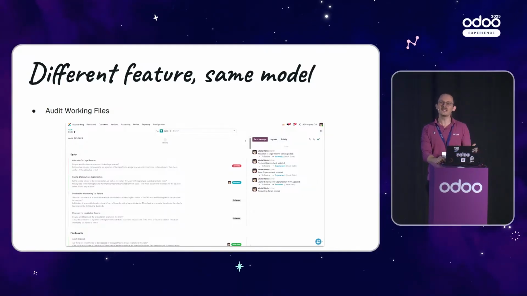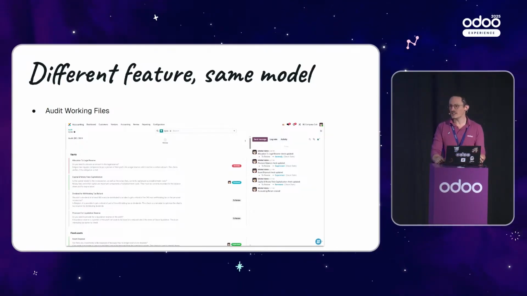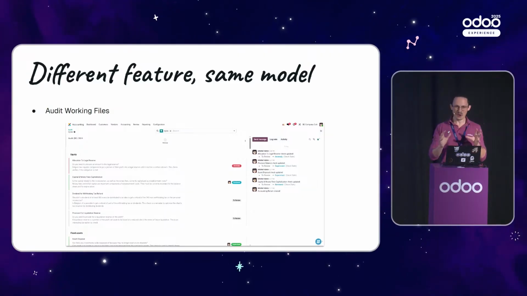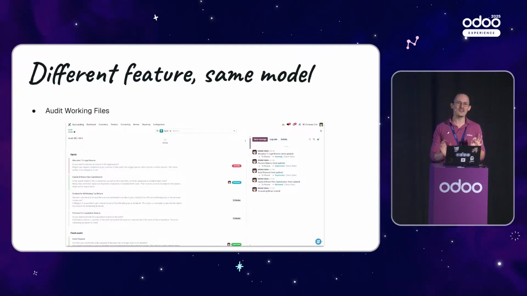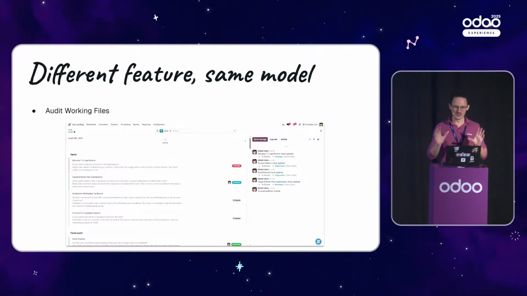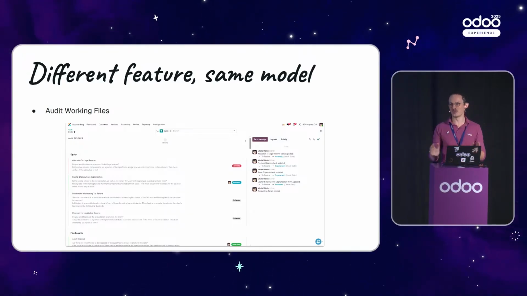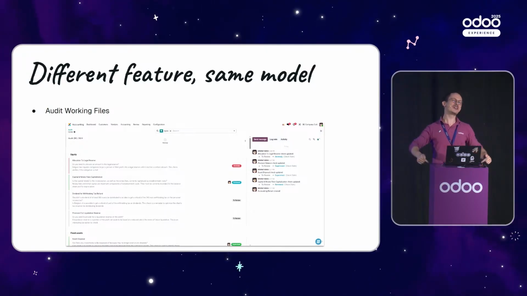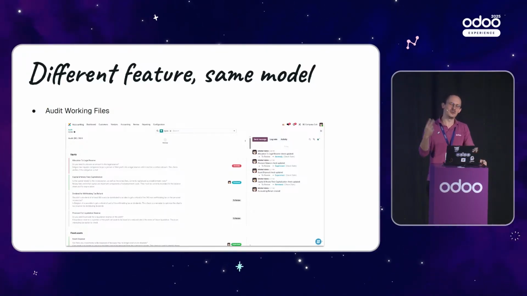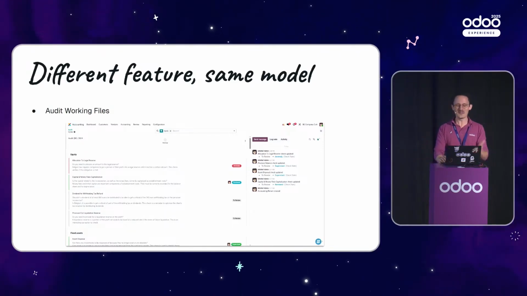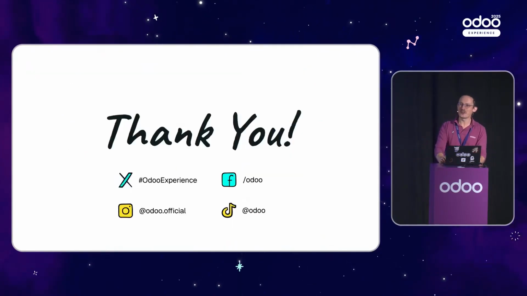So we introduced in 19 the audit working files. They use account return as well as their model. So the checks, check templates, all that, it works just the same. You just have a bunch of additional views around those models, but otherwise it's just all the same. So you came here for one thing and you got information on how to customize two. Isn't that beautiful?